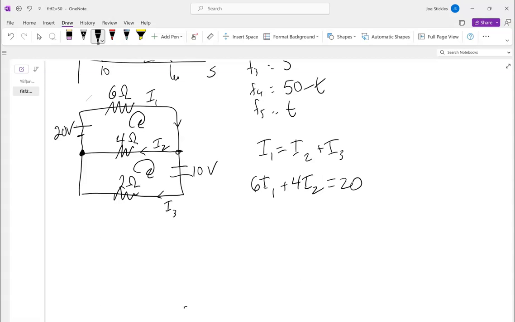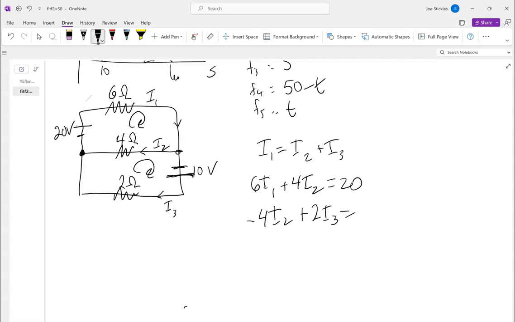If I look at the I2, notice that the way I have this drawn, we're going against the current, right? So what am I going to represent that with if I'm going against the current? The minus 4I2, right? Come down to this one, I'm going with the current, it'll be plus 2I3, right? So we'll have negative 4I2 plus 2I3.